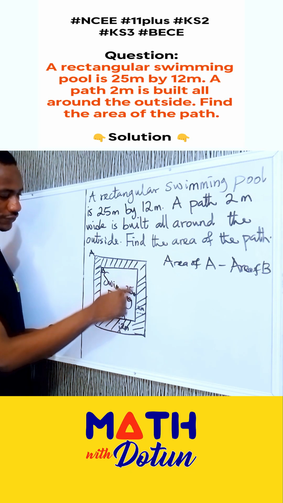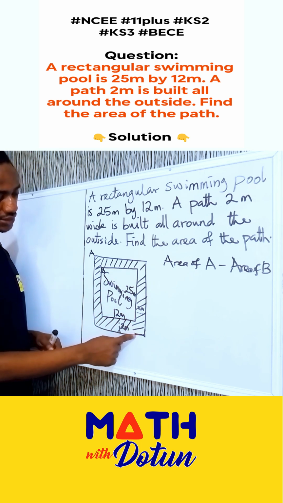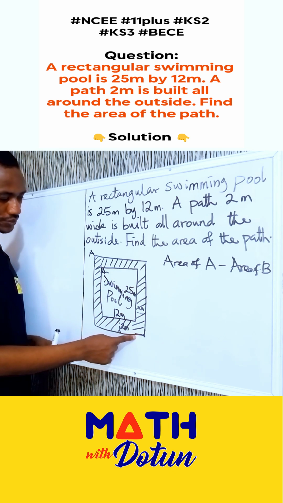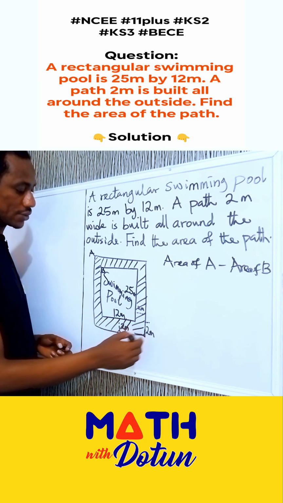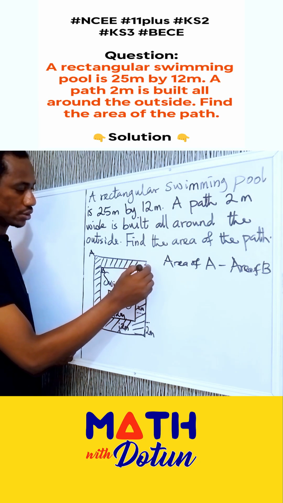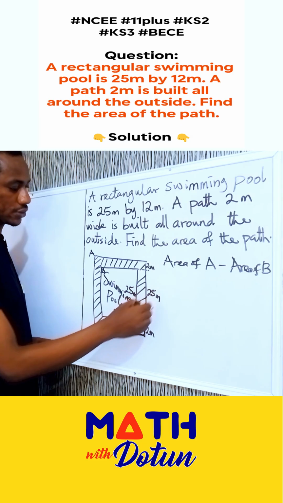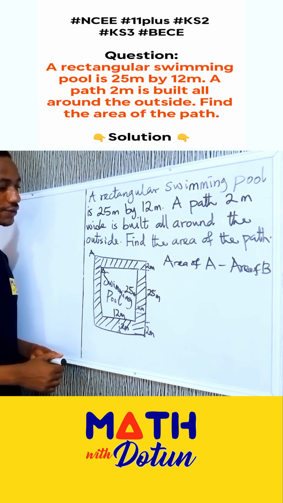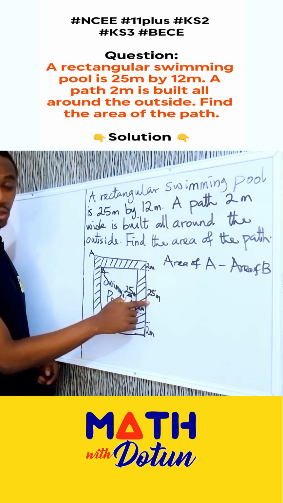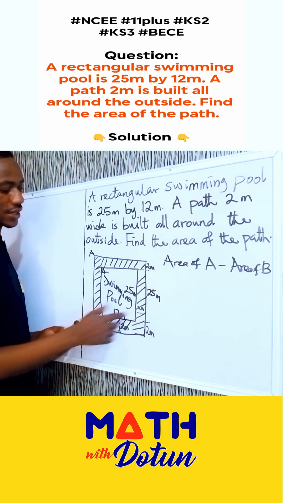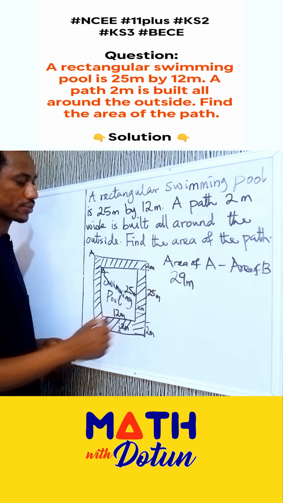Note that the length is 25 meters. Then you have an additional 2 meters here, so let me trace it out. This is 2 meters, here this is also 2 meters, and then here is 25 meters. So altogether, the length of A is 2 plus 25, 27, and then 27 plus 2, 29. So the length of A will be 29 meters.